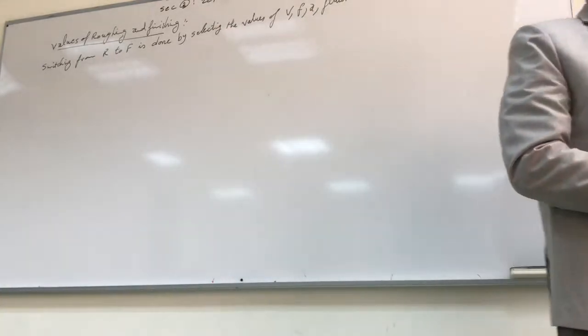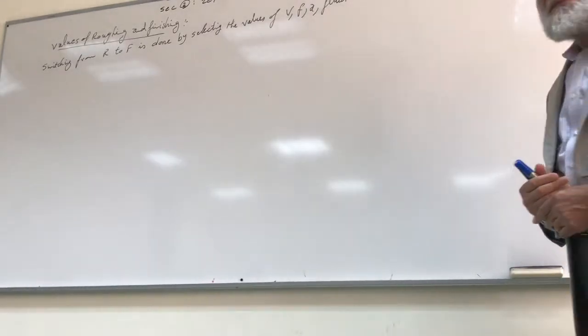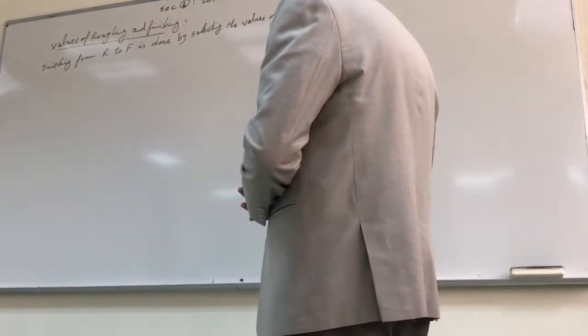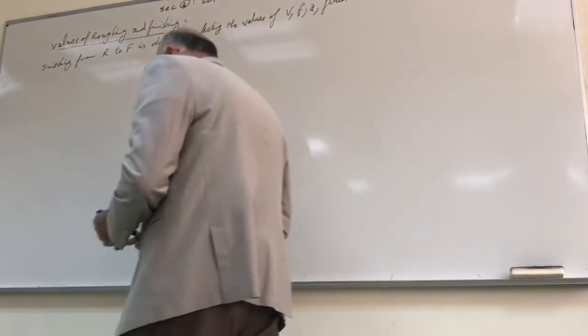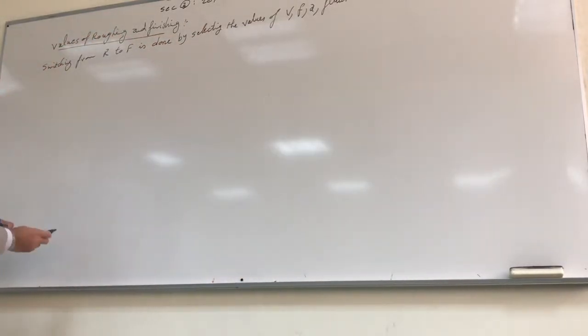That is, how to switch. On the lathe, we don't have a switch to turn from this to that. But selecting the values of V, F, and A gives you either roughing or finishing. And we summarize the process this way.